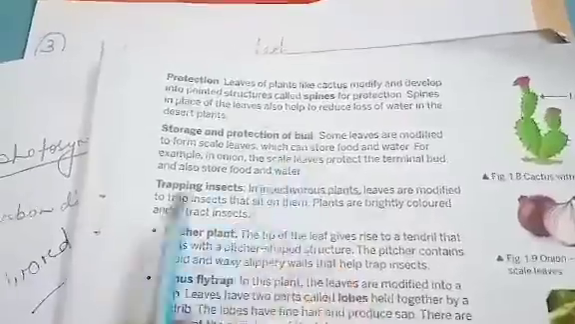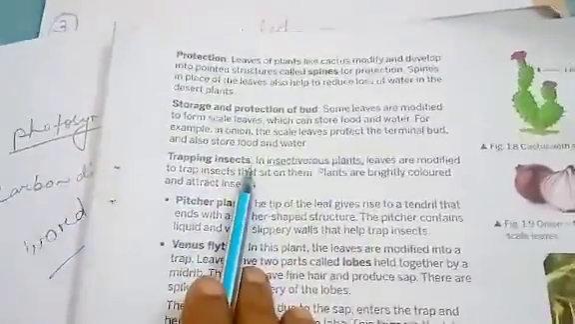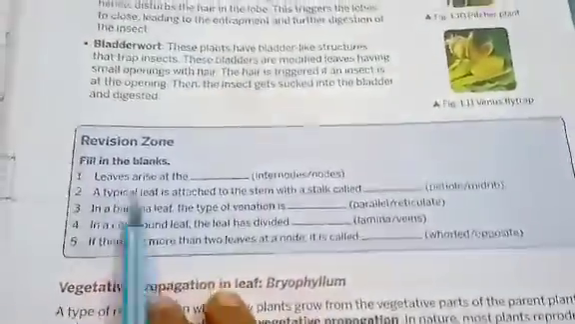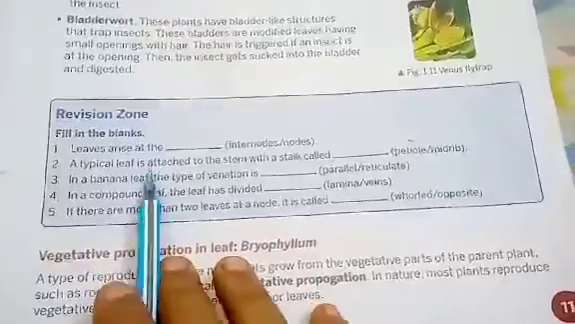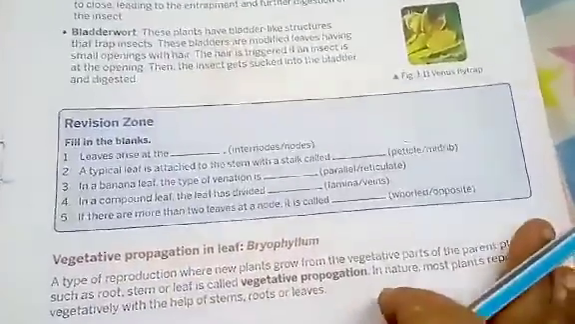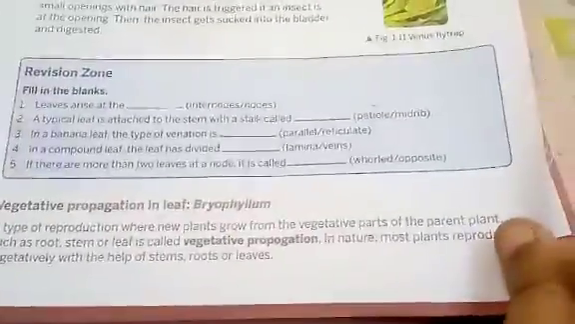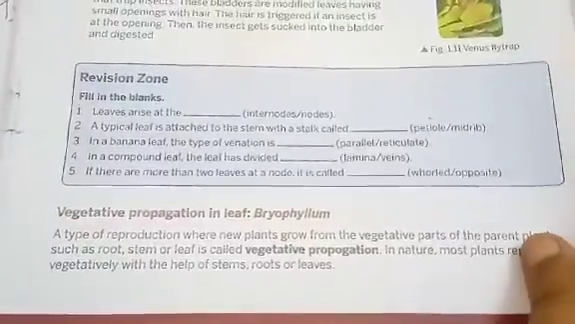So what we have seen children, modification of leaf for, first one was for support, second one for protection, third for storage and protection of bud, and fourth for trapping insects. Now up to this, how much you have read, the revision zone fill in the blanks questions are given. I hope you will be able to answer. Clear children? Now next topic is vegetative propagation in leaf.